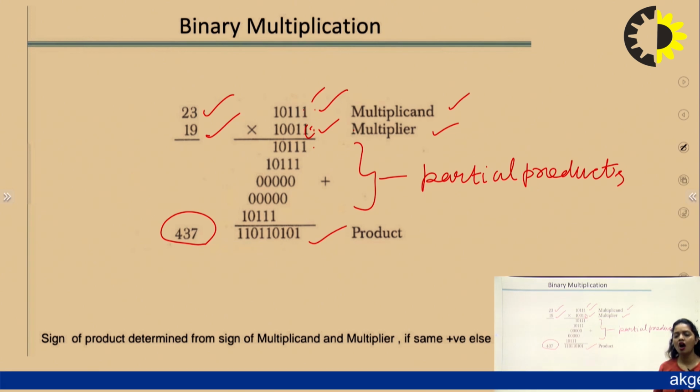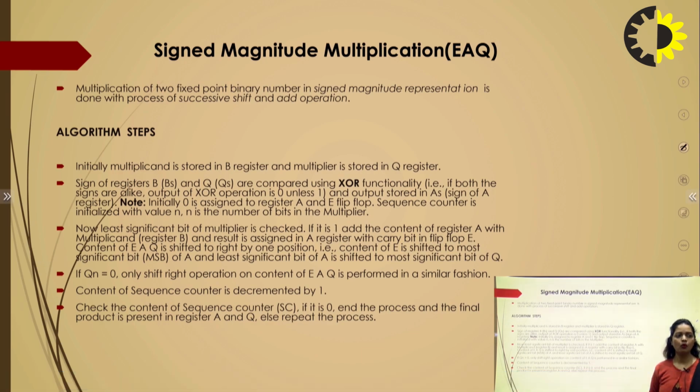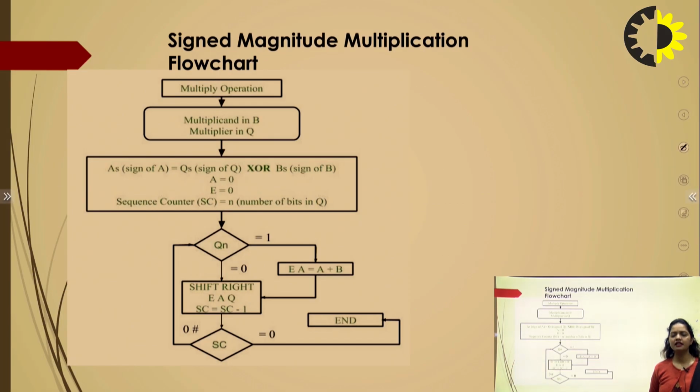Now let us start with how this kind of multiplication is being performed by a computer system. For doing such an operation in our computer system, we need certain algorithms, and for performing a sign magnitude multiplication, we will need a sign magnitude multiplication algorithm, which is also known as the EAQ algorithm in short. So what is this algorithm all about? As we have taken the example of multiplying 23 with 19, we will be considering the same example for performing this algorithm. For understanding this algorithm in a better way, there is one way of representing the algorithmic steps in the form of a flow chart.